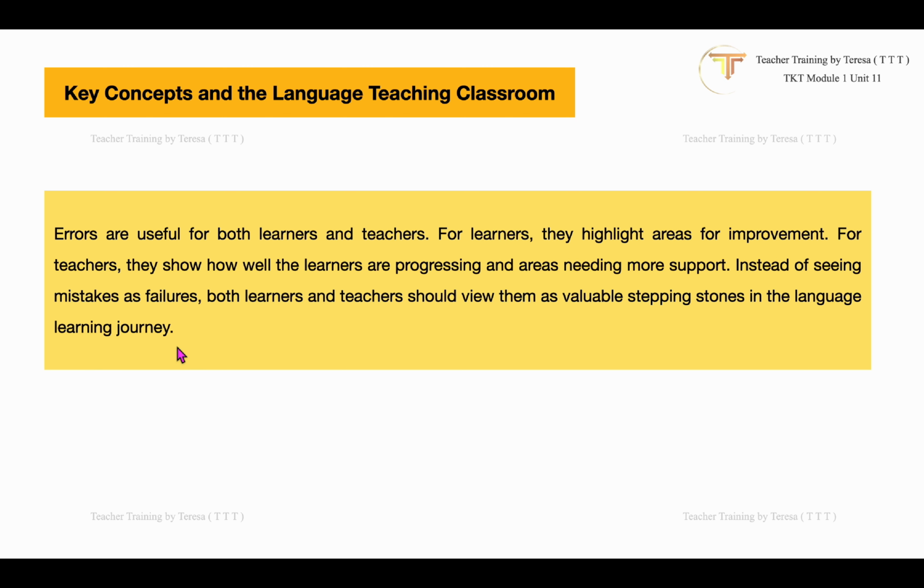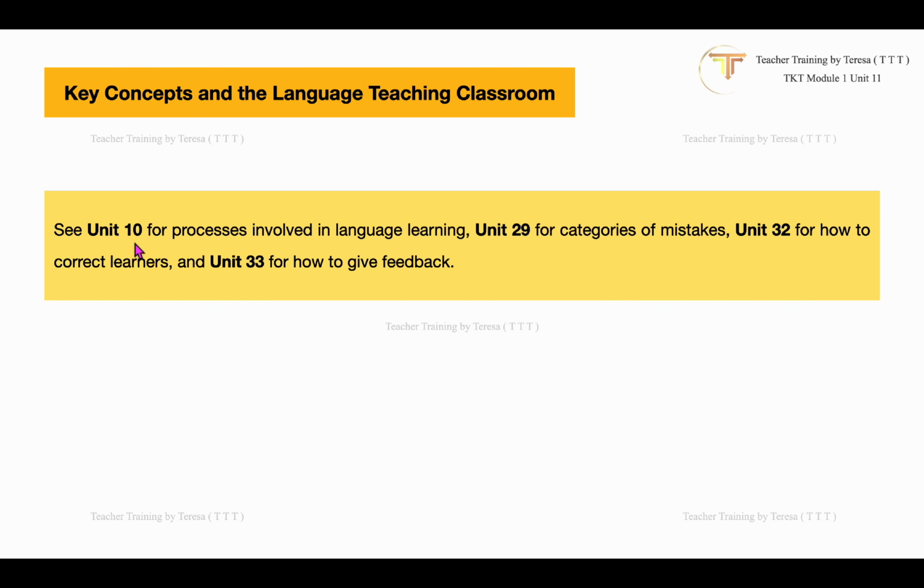See Unit 10 for processes involved in language learning, Unit 29 for categories of mistakes, Unit 32 for how to correct learners, and Unit 33 for how to give feedback.